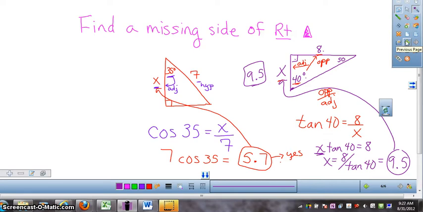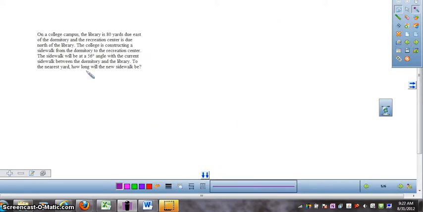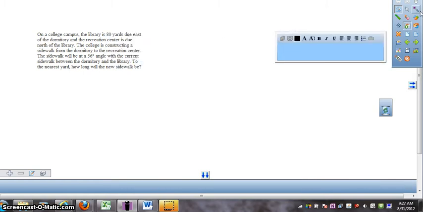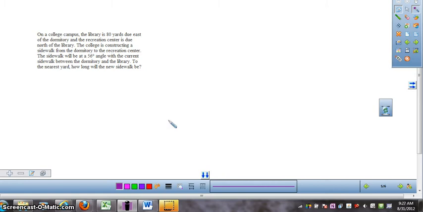Now, what about a word problem with these? Because they happen. And my word problem's a little small, but that's okay. We can make it work. It says, on a college campus, the library is 80 yards due east of the dormitory, and the recreation center is due north of the library. So here's the library, here's the dormitory, here's the rec center.